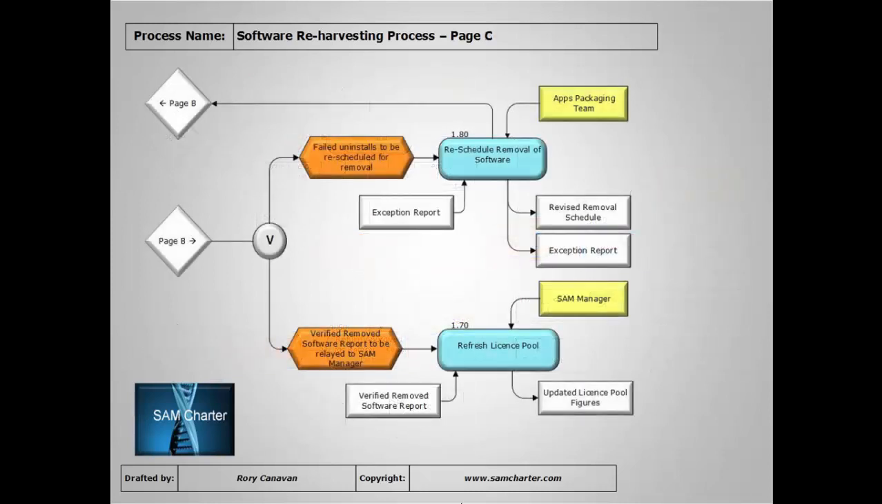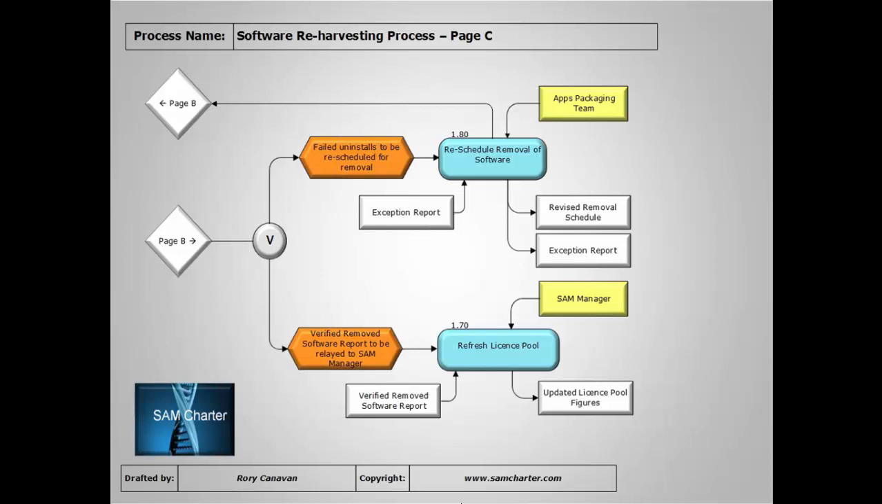So the next stage is to reschedule the removal of software if the software hasn't been removed successfully for whatever reason. This may be the machine wasn't switched on or wasn't connected to the network. I mean, there are a whole host of reasons as to why software doesn't automatically get removed by the apps packaging team. But it's a simple revision of when to do it again, and to reschedule it or automatically uninstall it for a time when the machine is on.